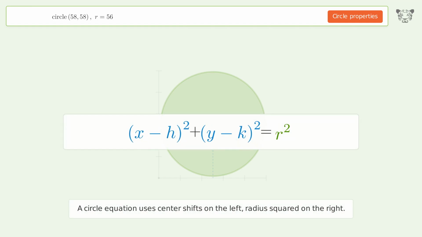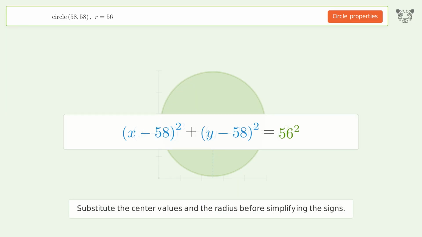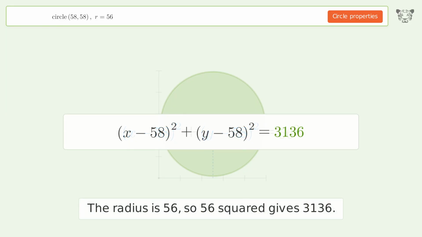A circle equation uses center shifts on the left, radius squared on the right. Substitute the center values and the radius before simplifying the signs. Now simplify the center shifts. Subtracting a negative center coordinate becomes plus. The radius is 56, so 56 squared gives 3136.